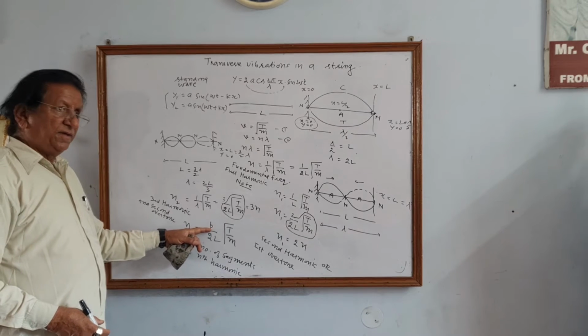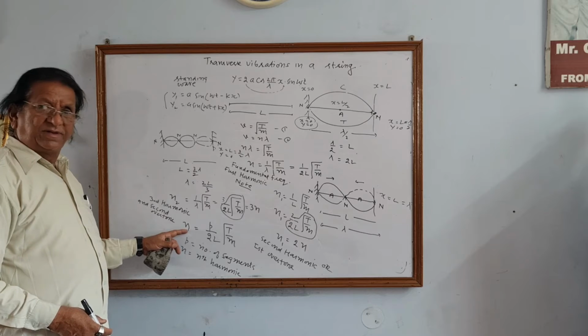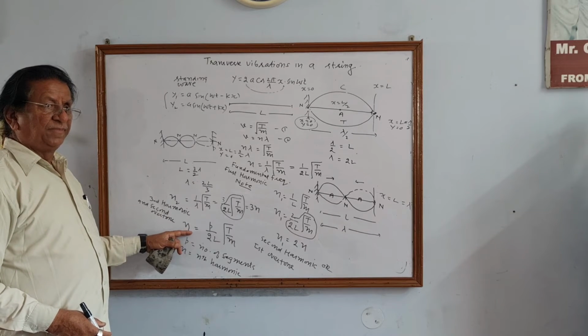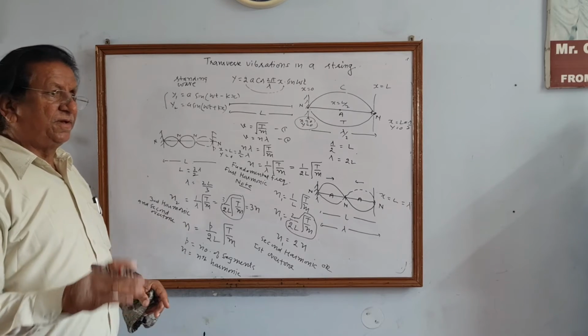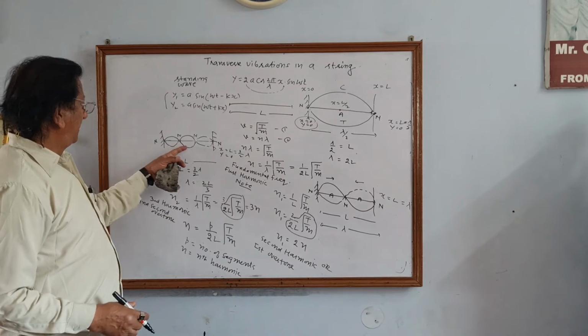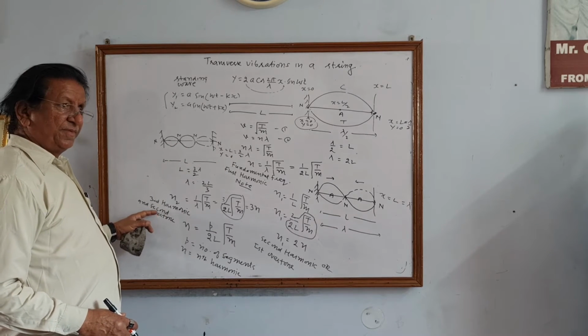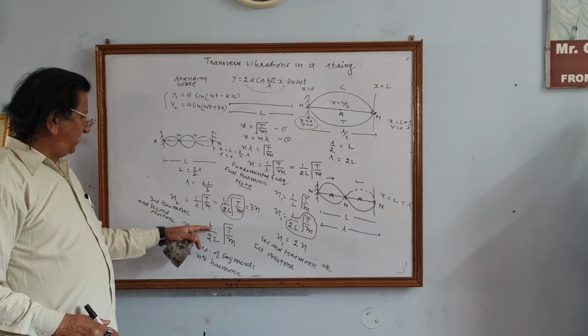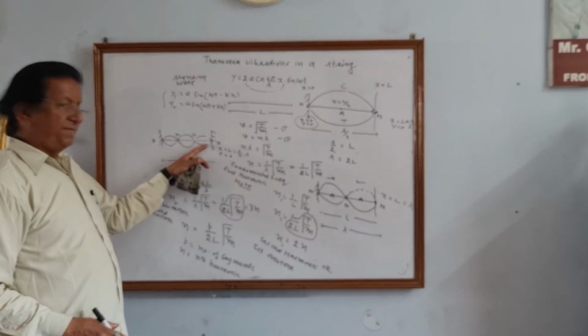अगर यहाँ P है, तो in case of overtone, so this will be NP minus 1. NP minus 1 means frequency of overtone. 3 segment, second overtone. Okay, P is equal to 3. P is the number of segment.